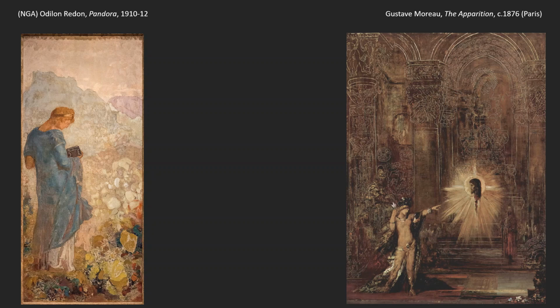So with Redon, it's the flower bed around her feet, and with Moreau, it's the way he scratched into the paint all of that architectural detail around there. And again, like Redon, he's taking a horrific story from the Bible and depicting it non-judgmentally. This is Salome and the head of John the Baptist, right?